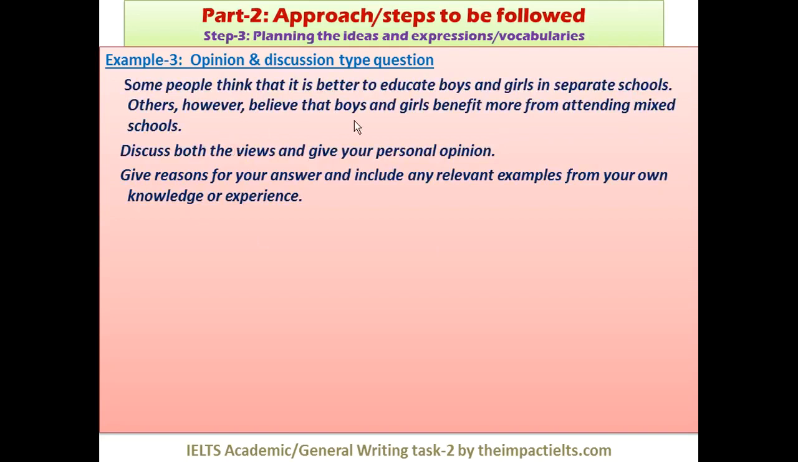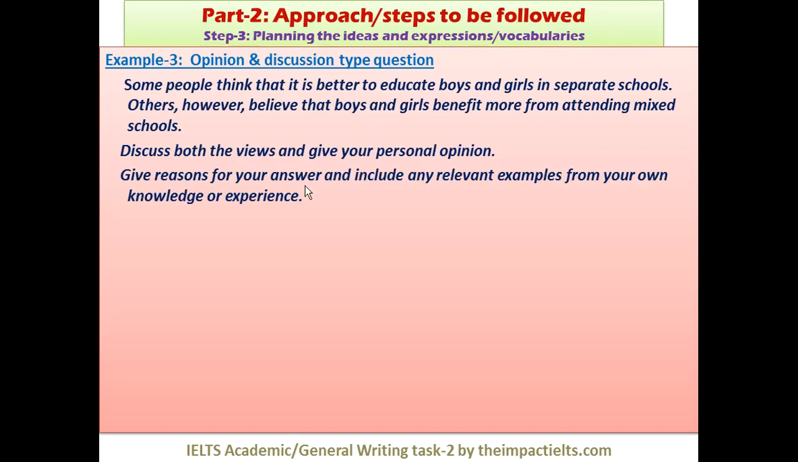Some people think that it is better to educate boys and girls in separate schools. Others, however, believe that boys and girls benefit more from attending mixed schools. Discuss both the views and give your personal opinion, and then give reasons.